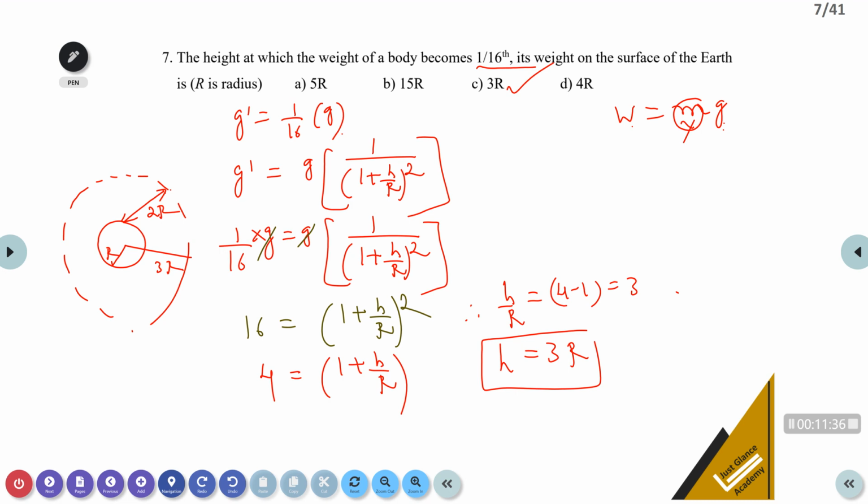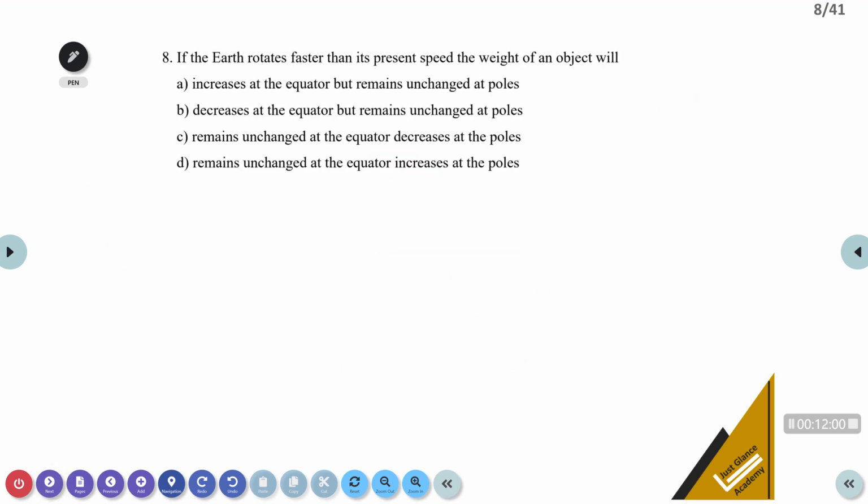Suppose your weight is 80 kilogram on the surface. What is the weight at this height? At this height means double the radius, where it becomes 1 by 16th of 80. That means it becomes just 5 meters. Of course, it is not required. This is the trick we have to remember.